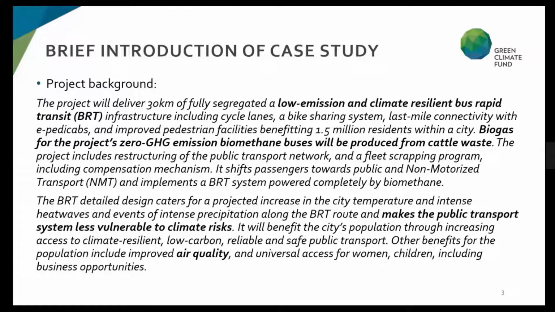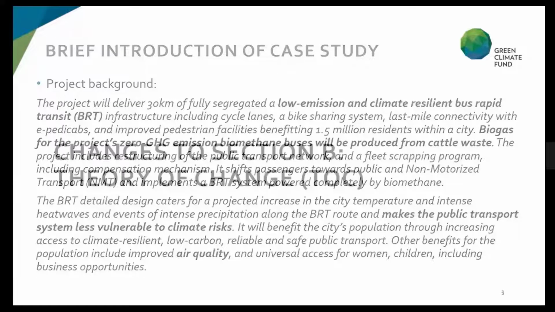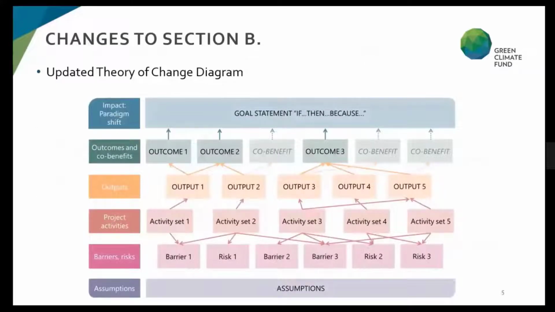Let's move now to section B of the updated FP template. As introduced in the first presentation, this is the updated TOC template. You can see it here. GCF impact is now linked to the measurement of paradigm shift potential, and there are co-benefits at outcome level. The rest of the template remains almost the same, but for barriers and risks, we would like to recommend clearly identifying them in the TOC template as well.